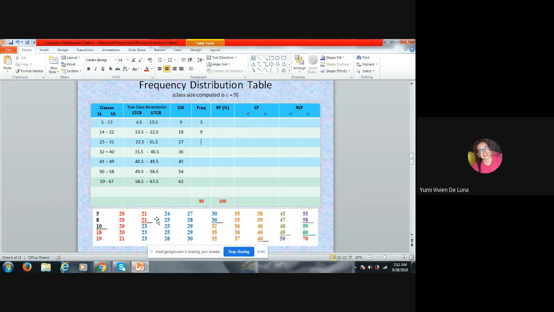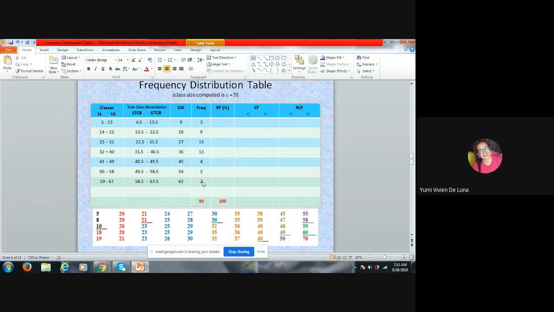Next is from 23 to 31. These are in blue. Again, just count. So we have 10, 11, 12, 13. So you have 15. And then next is from 32 to 40. These are in yellow. Again, you count that. You have 13. Okay. 10 plus 10 plus 3, 13. And then from 41 to 49, in green color, you have 4. And then from 50 to 58, you have 3. And from 59 to 67, you have 2.